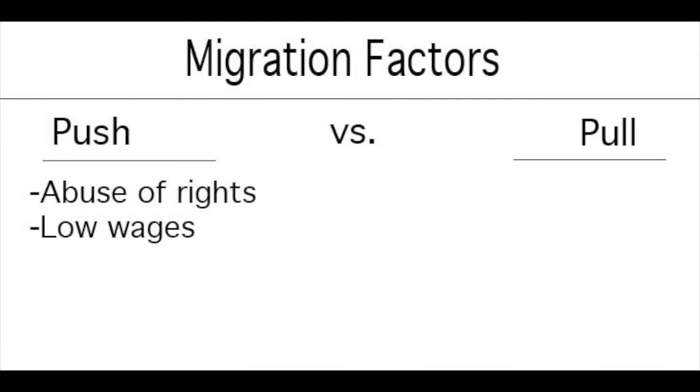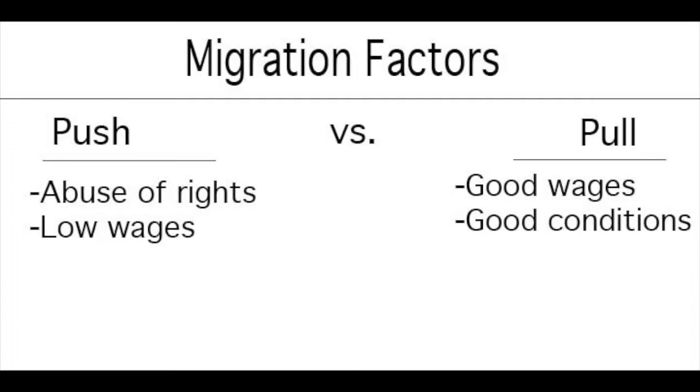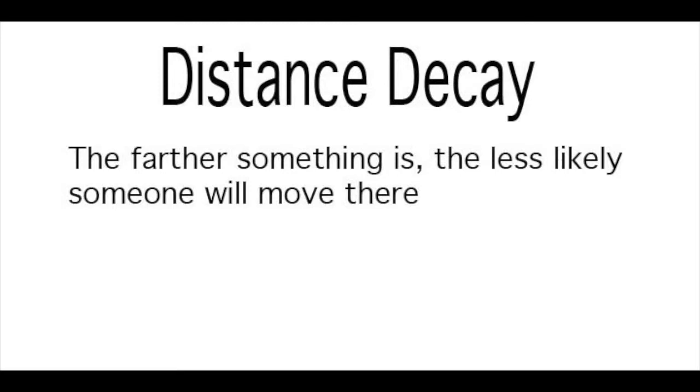In this example, the push factors are the abuse of rights and low wages. The pull factors are the good labor wages and good conditions. When considering pull factors, distance decay comes into play. The farther the location is, the less likely the migrants would feel certain about moving there.